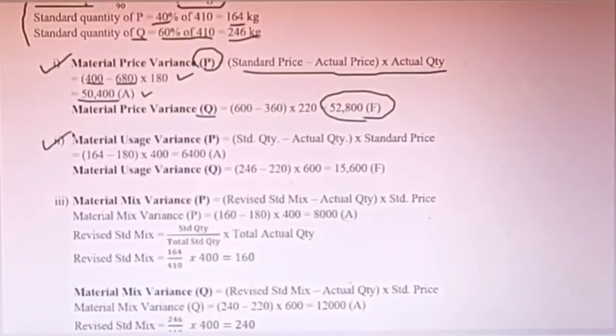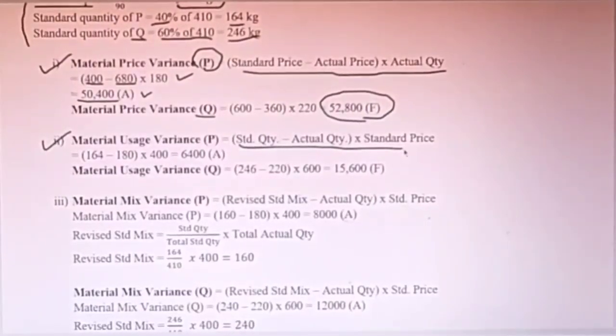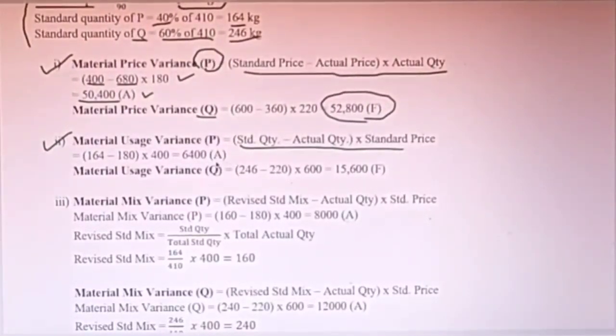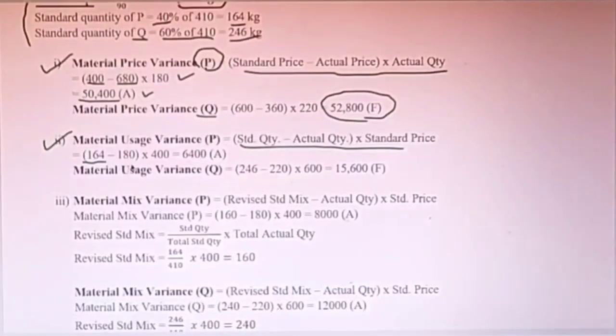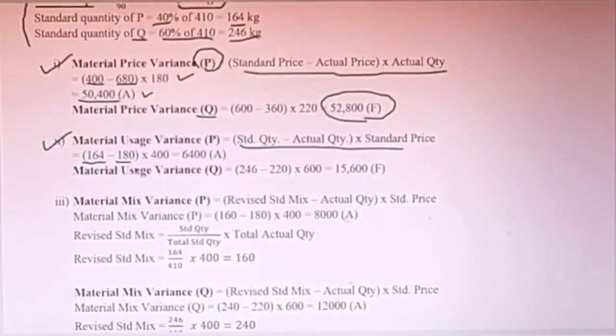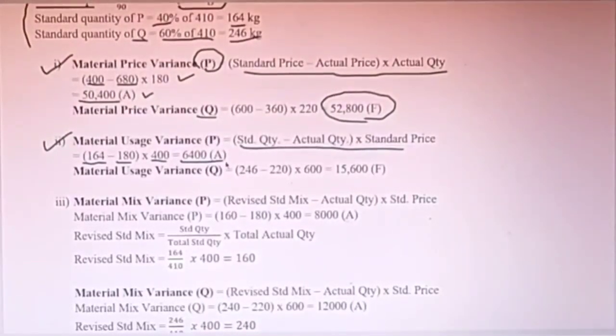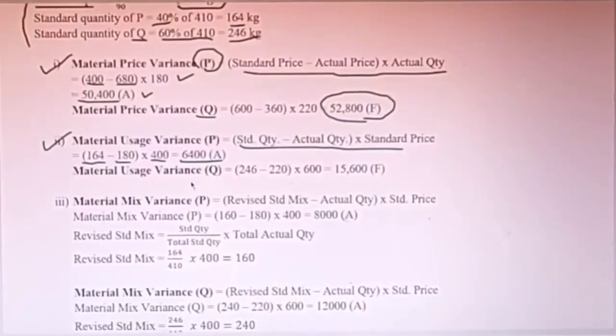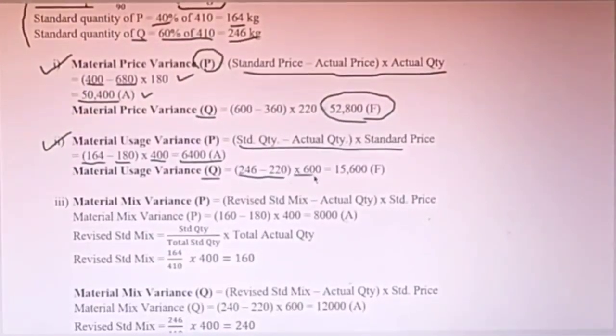The second part of the question is material usage variance. For this we use this formula, standard quantity minus actual quantity into standard price. This is also adverse. Standard quantity is 164, actual quantity 180, subtract these two and multiply it with 400, you get 6,400 as adverse. This is for material P. For material Q, again you will subtract both standard quantity and actual quantity and multiply it with standard price 600. So again this is favorable.